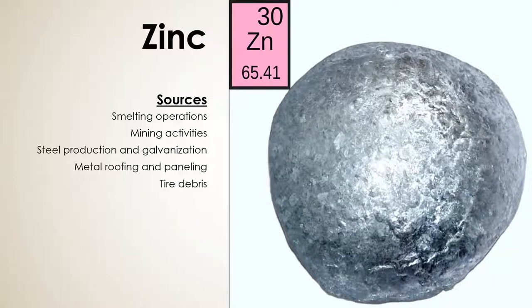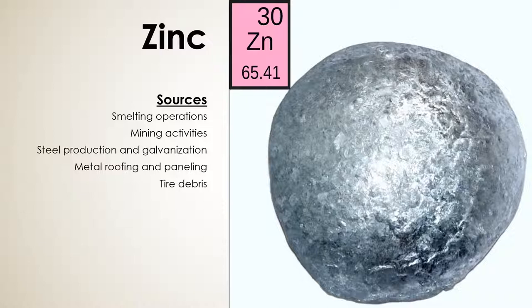So sources of zinc in our environment are smelting operations, mining activity, steel production, galvanization, metal roofing and paneling, and tire debris. If you think about a high traffic volume roadway like an interstate, how much tire debris and dust comes off of those tires and gets deposited in the roadside. So think about that if any of you are foraging from roadsides.